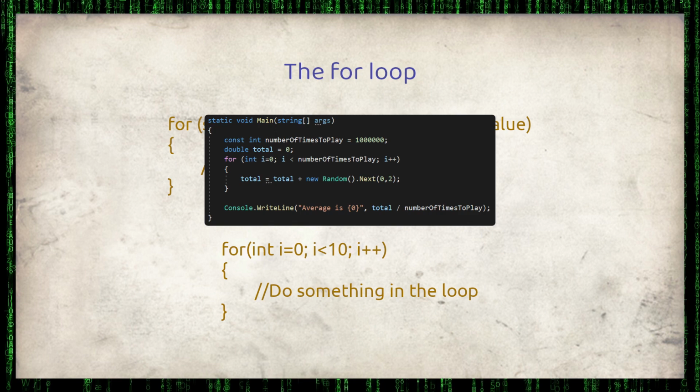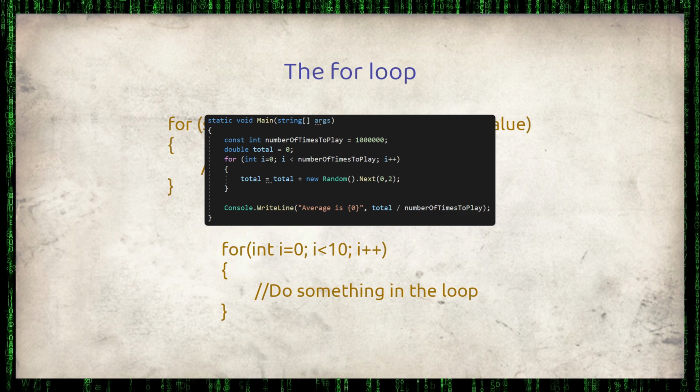Okay. And then we have total, another variable. So we've got number of times to play, and then we've got total. Now total is a double, which means it's a floating point number, which means it's got a decimal point. Okay, because we're going to be doing some math calculation, and the answer could result in having a decimal point in it. So we've got this total.